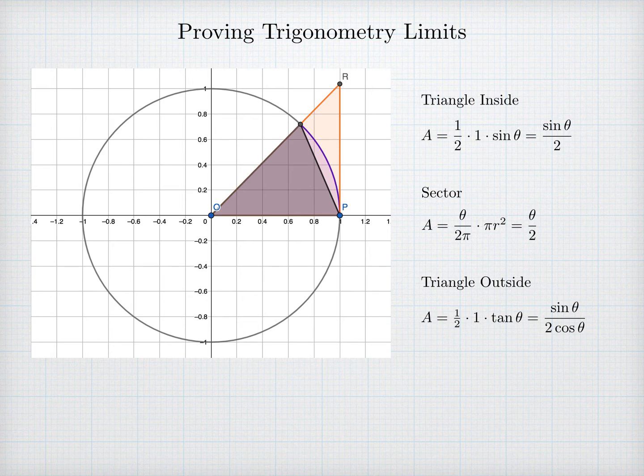Finally, the triangle outside we saw had a base of 1 and a height of tangent theta, and so when I simplify that, the area equals the sine of theta over 2 times cosine theta. Because of the ordering of the areas, we see that the area of the small triangle is always less than the area of the sector, which is always less than the area of the larger triangle, giving me an inequality involving sine theta and the angle theta. If I multiply each term by 2 and divide by sine theta, I get an inequality that 1 is always less than theta over sine theta, which is less than 1 over cosine theta for any positive or negative angle.